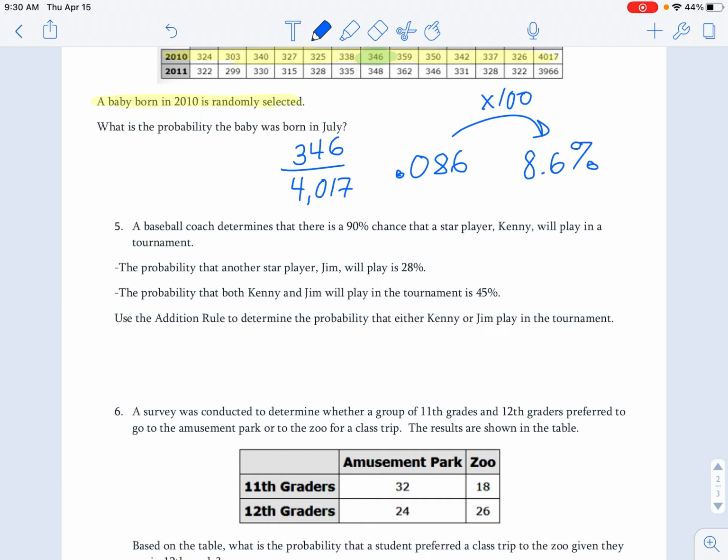A baseball coach determines that there is a 90% chance that a star player, Kenny, will play in a tournament. The probability that another star player, Jim, will play is 28%. The probability that both Kenny and Jim will play in the tournament is 45%. Use the addition rule to determine the probability that either Kenny or Jim plays in the tournament.